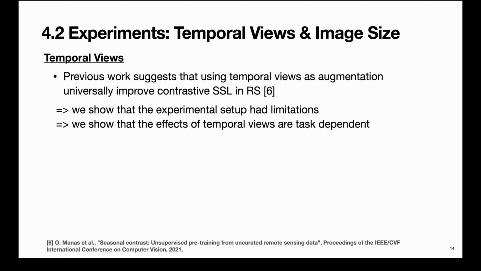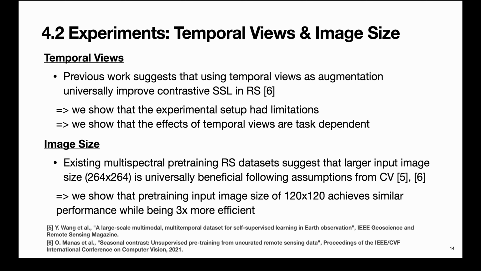Previous work suggests that temporal views universally improve contrastive SSL in remote sensing, but we show that this conclusion depends on the setup and that their effect is strongly task-dependent. Finally, we look at the role of input image size during pre-training. Existing multispectral remote sensing pre-training datasets assume that larger input image sizes are universally beneficial, following conventions from computer vision. We show that this assumption does not always hold. Because sensor resolution is fixed in the pre-training datasets, larger image sizes increase spatial coverage, but not the image resolution itself. We find that pre-training with smaller input image sizes achieves similar downstream performance while being about 3 times more efficient.